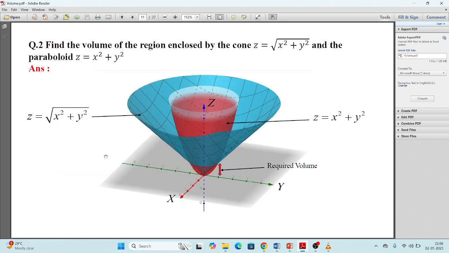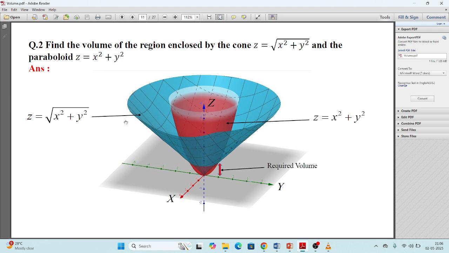Let me go for the second example. Find the volume of the region enclosed by the cone z equals under root x square plus y square and the paraboloid z equals x square plus y square. Now a paraboloid and a cone, and this is the intersected region. ये वाला है आपका intersected region.